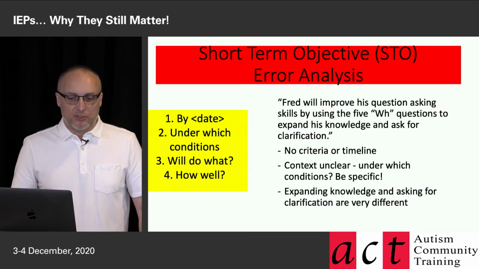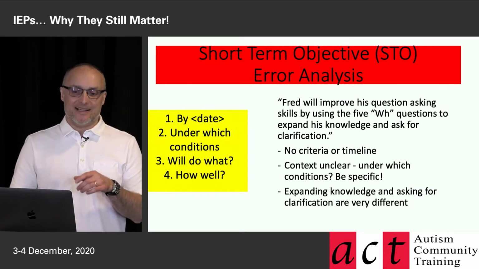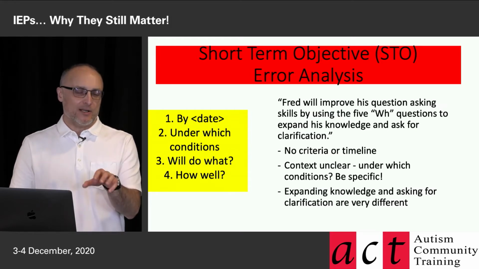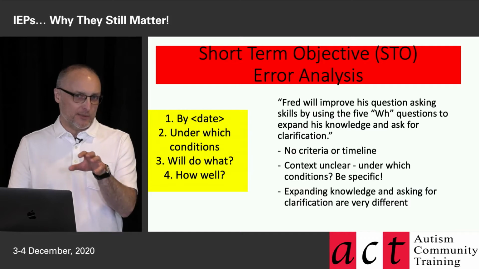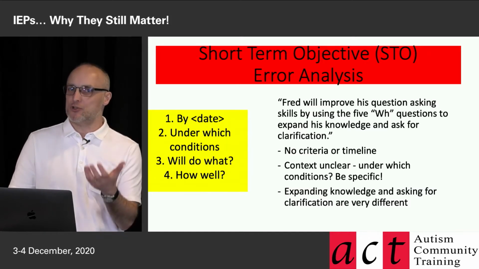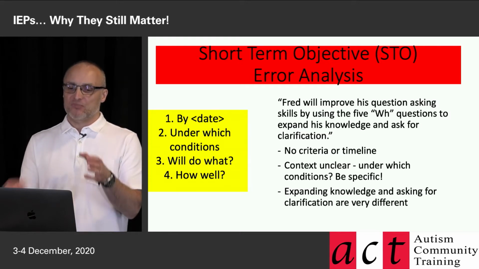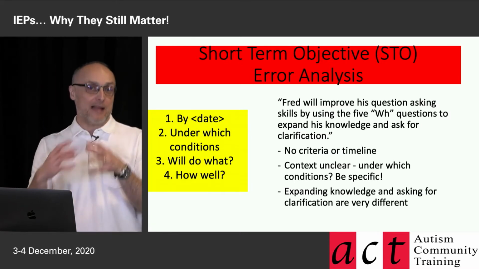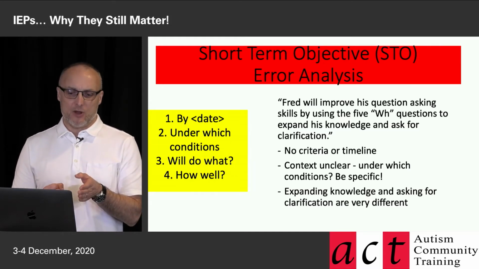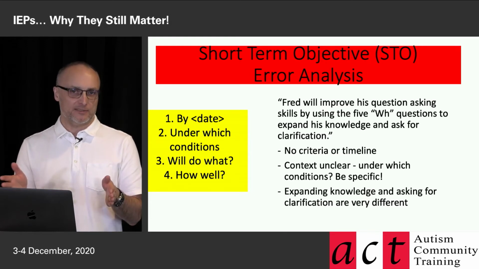The context is unclear. If he's going to improve his question-asking behavior to ask WH questions, is that around literacy in his language arts class? Is that around not understanding in math? Is that having to do with social interactions where he's asking questions? You need to be specific, and this lacks specificity, right? So be specific. And expanding knowledge and asking for clarification are arguably very different things, right?